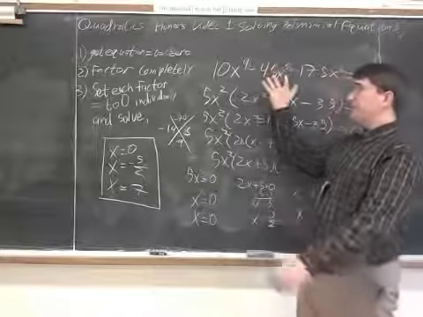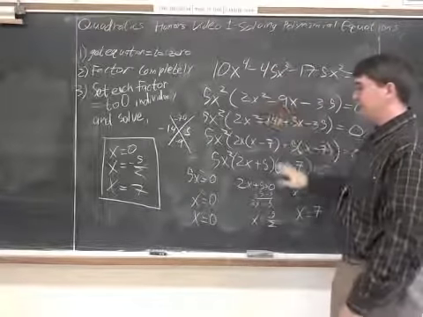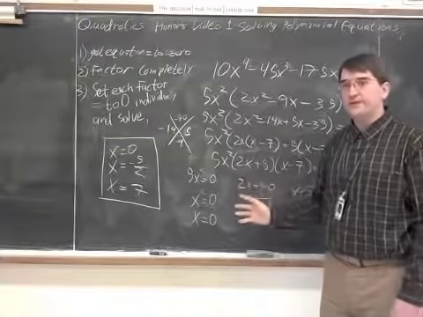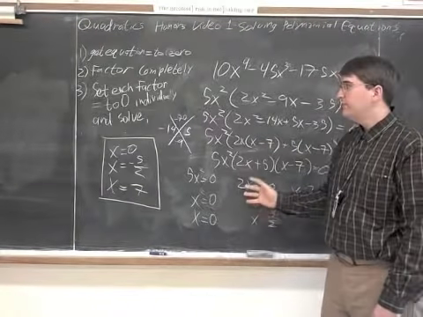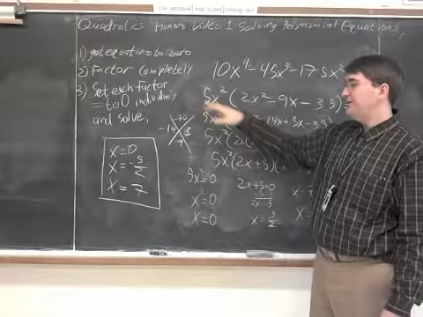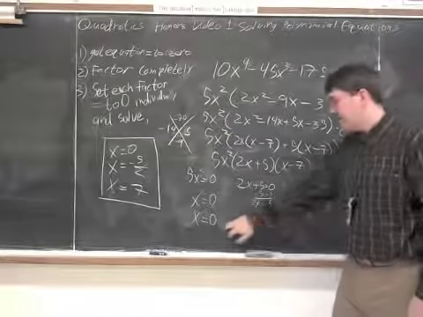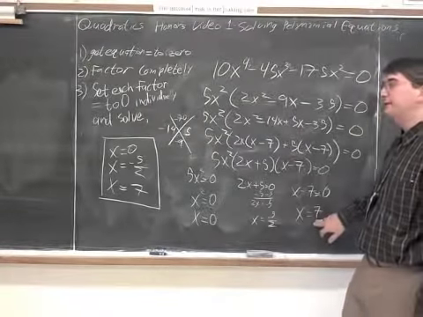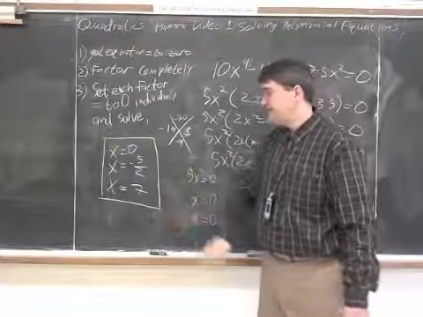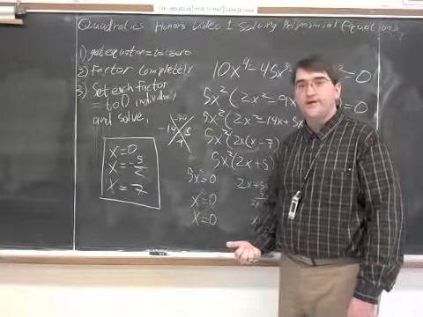So just set the equation equal to 0, factor it completely using all of the different factoring methods you might need to use, and then set each individual factor equal to 0 and solve each of them individually. And those individual answers will be what we end up with as our answers to the equation.